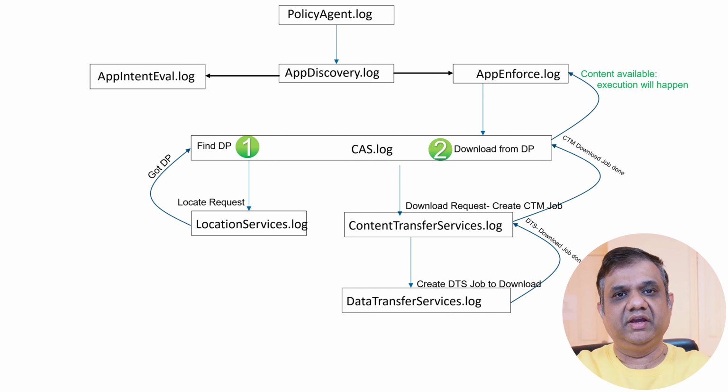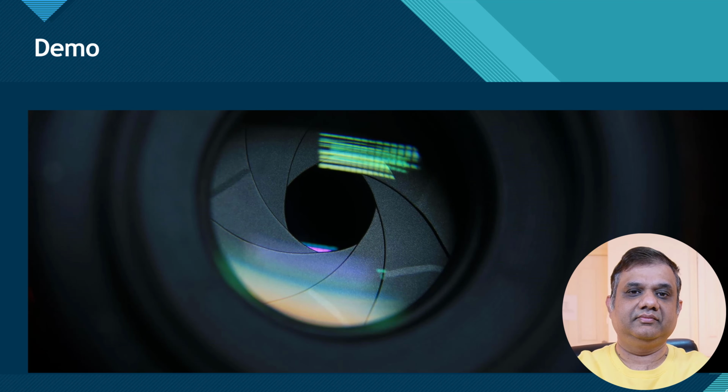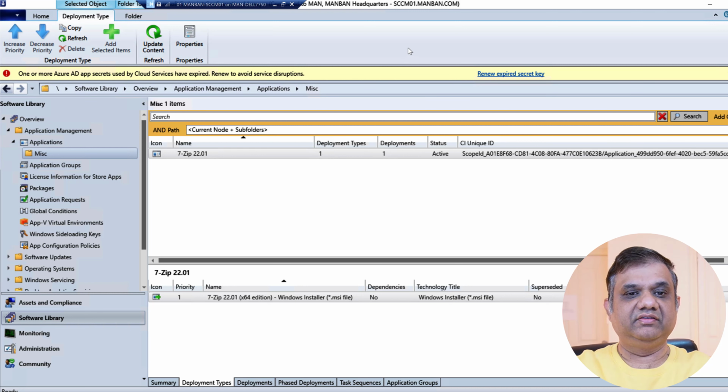So let's begin a demo. I have logged on to the SCCM server. For the demonstration purpose, I am picking an easy to understand application that is 7-zip, so it doesn't take time, within a few seconds it can get installed. But the process will be the same for any other application.